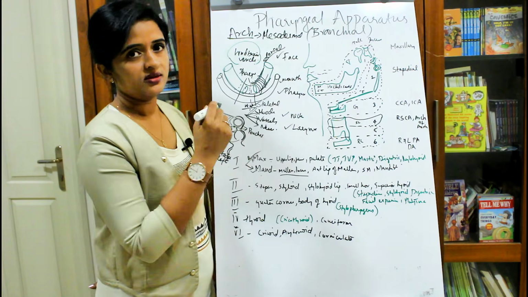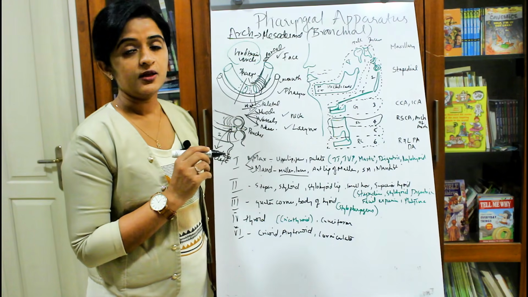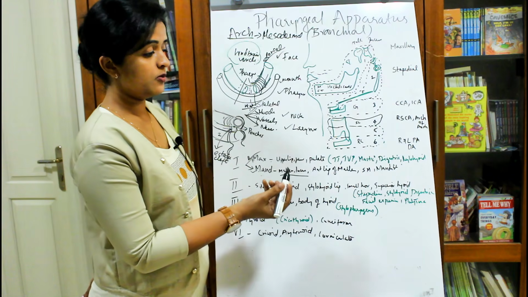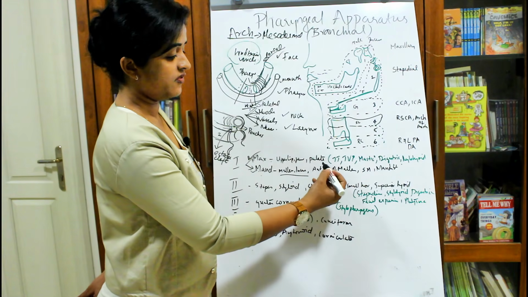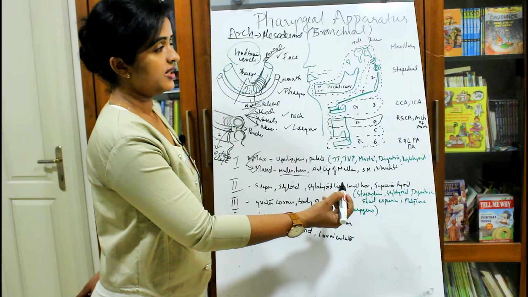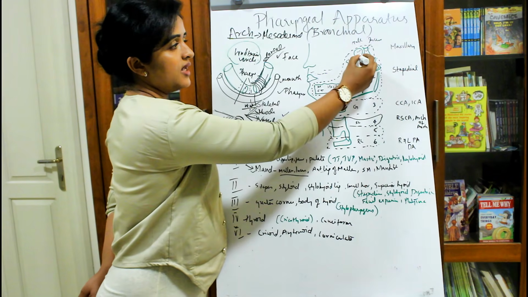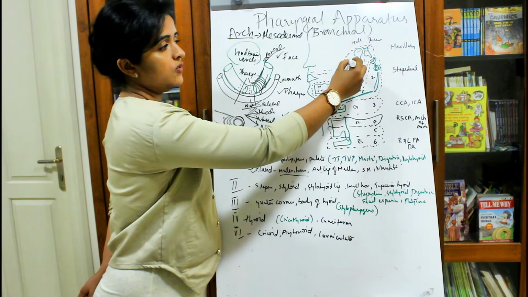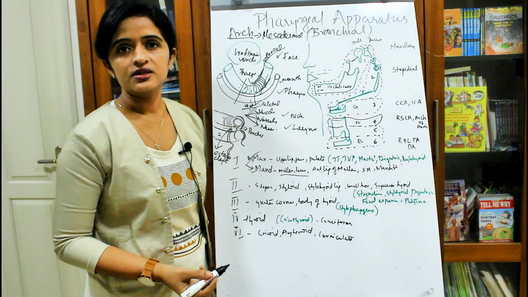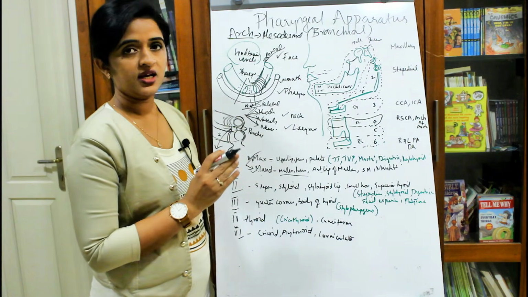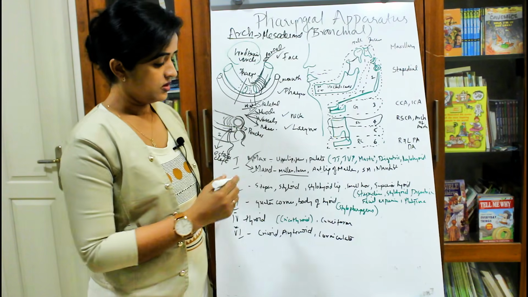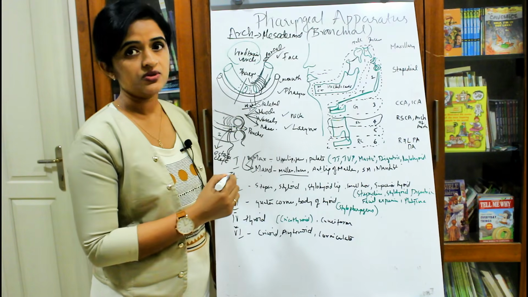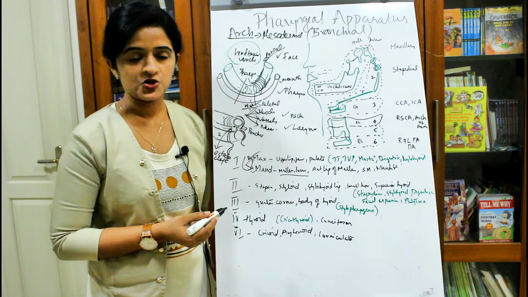And in between these bones, you can see the degenerated portions of the cartilage in the form of ligaments. So which are the ligaments? One is the anterior ligament of malleus and the other one is sphenomandibular ligament. These are the two ligaments which are seen in the first pharyngeal arch. So these are the skeletal derivatives of the first pharyngeal arch.